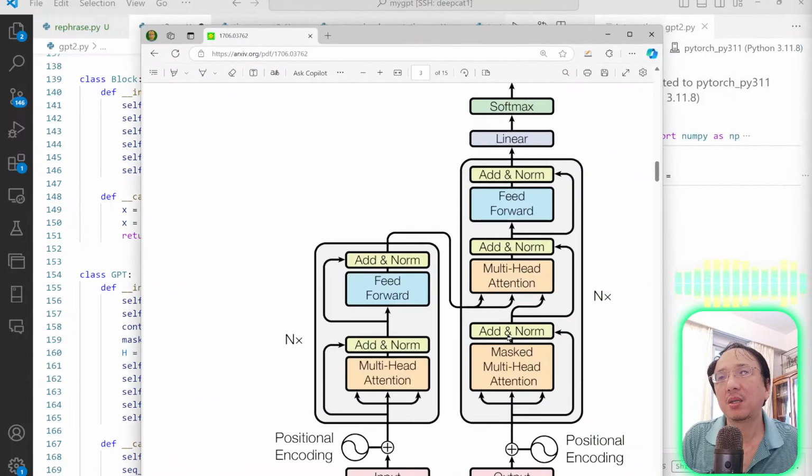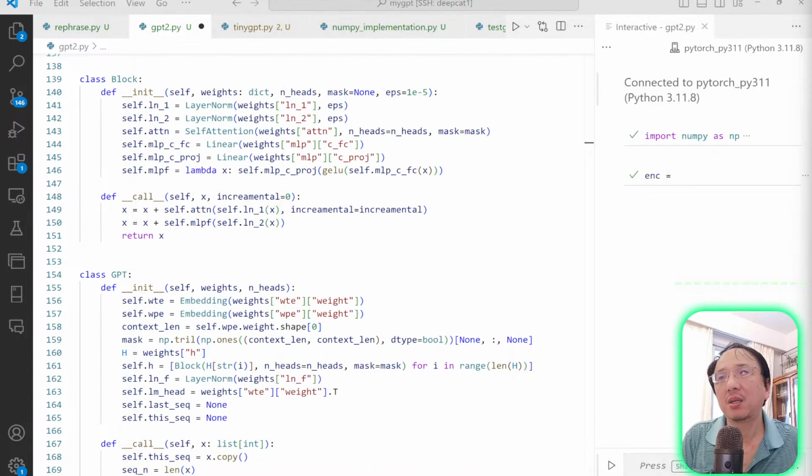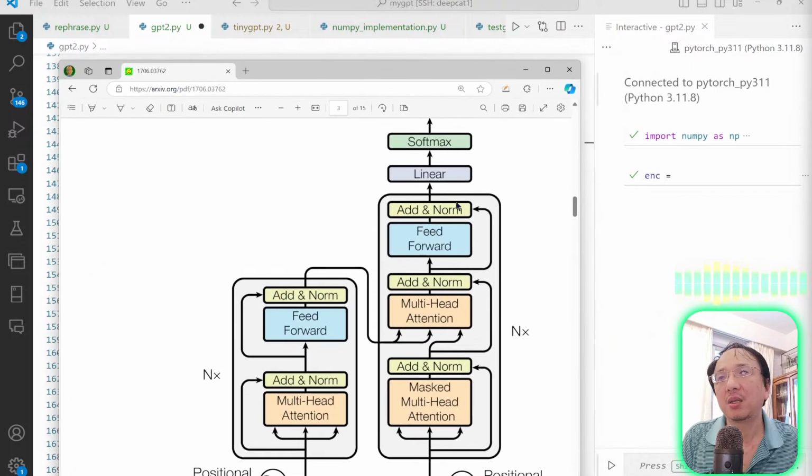This is add norm. Add and the norm. So we add right here and the norm right here. And we add here and the norm right here. We're doing it twice. This is add and norm, because the block is followed one by one.